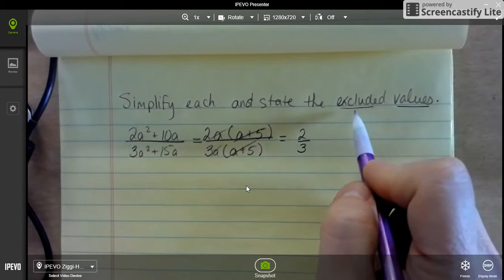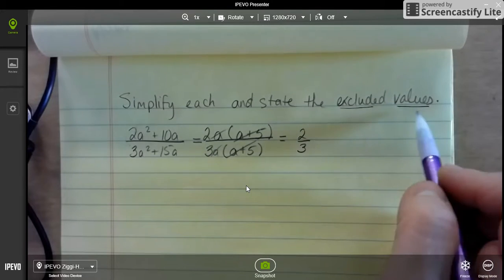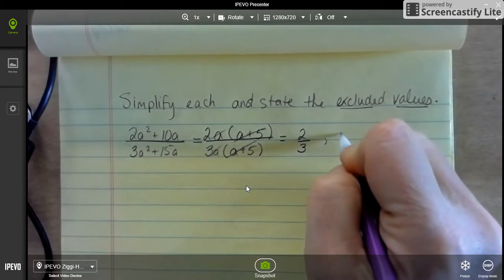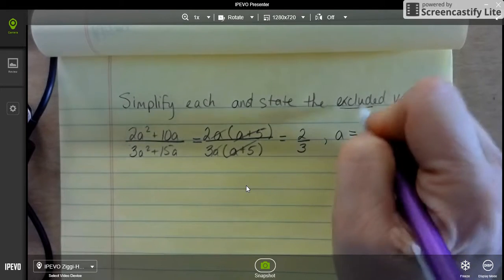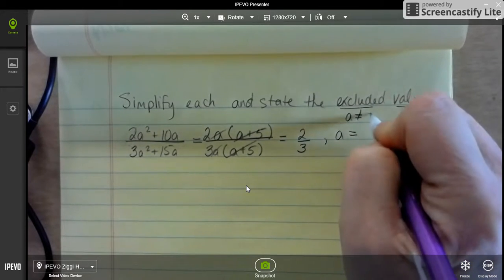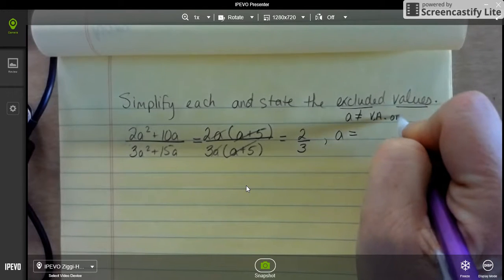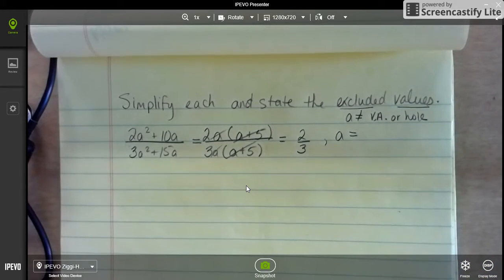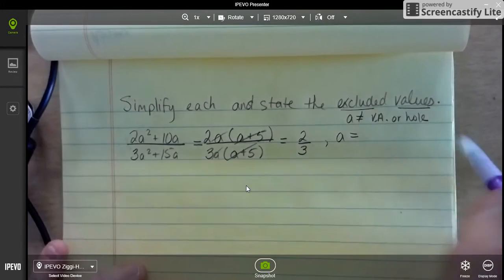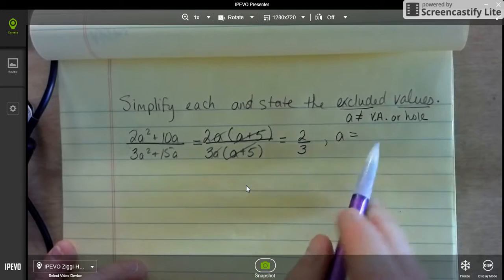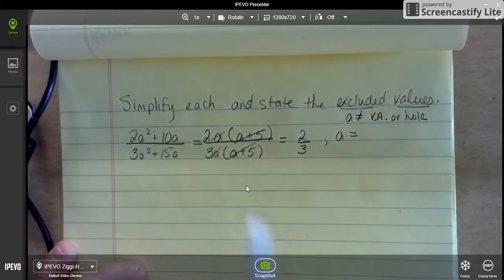2/3. All right, this following part here says excluded values. So we also have to tell what's excluded. Excluded values means things that a can't be. A can't be a vertical asymptote or a hole. It can't be that. Because why? Why does that not work? What happens if you put these values back into the equations?